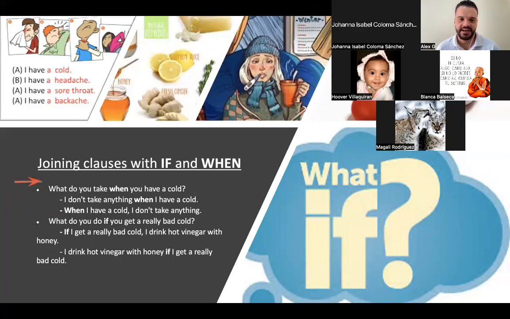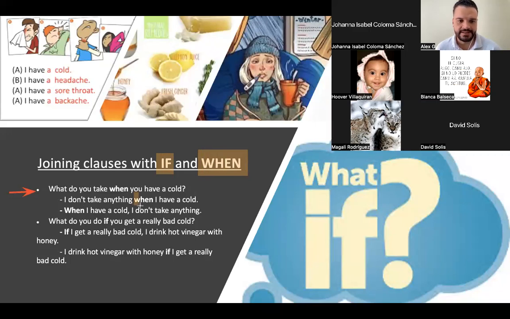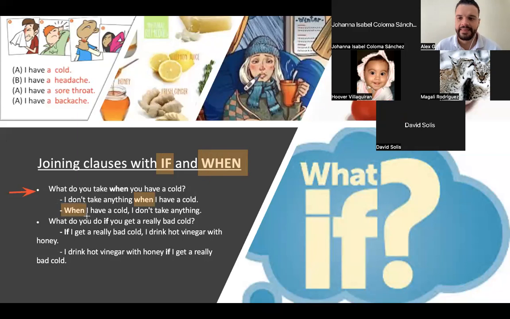Excellent, very good. So guys, this is when or if. We can actually connect two ideas if we use when or if. In this case, Hoover just read an example where we have when in the middle of the sentence, or we can have when at the beginning of a sentence, okay? So here we have another example, but this one is with if.